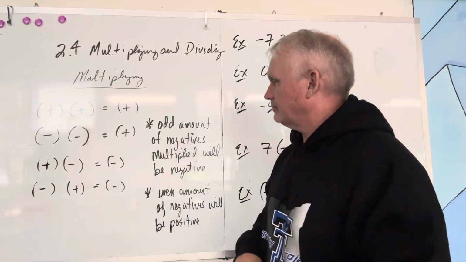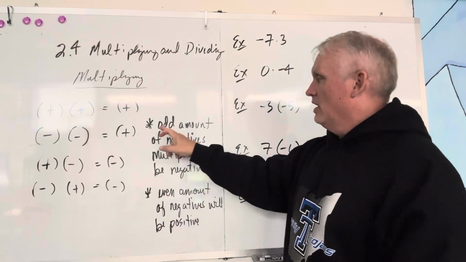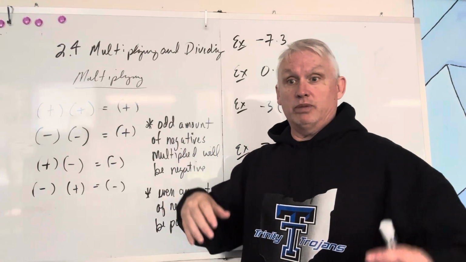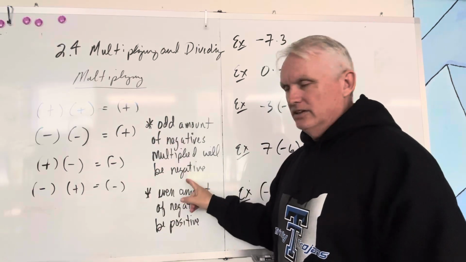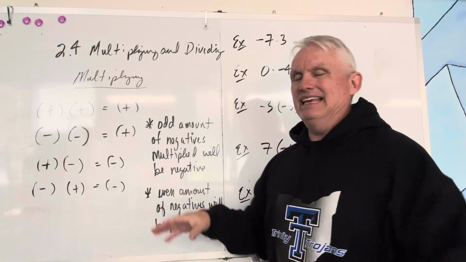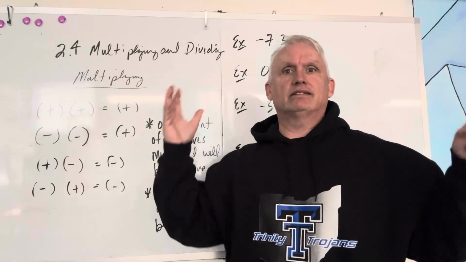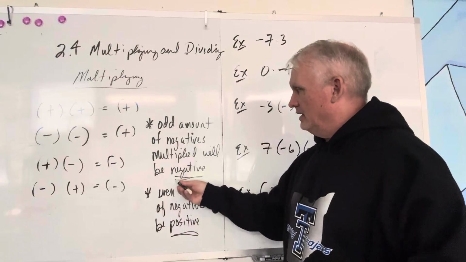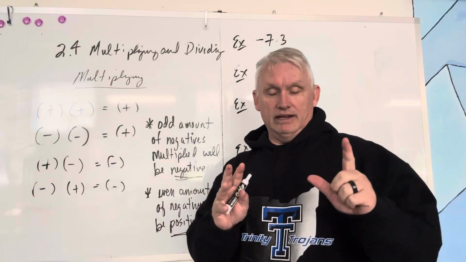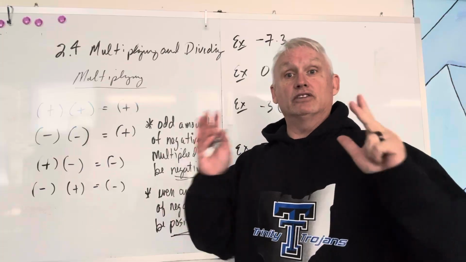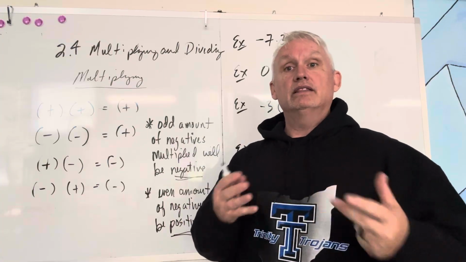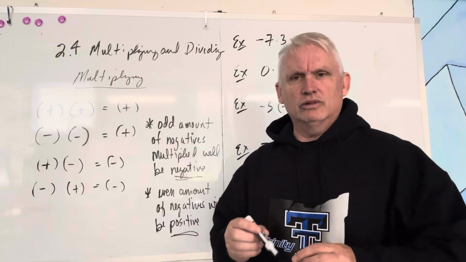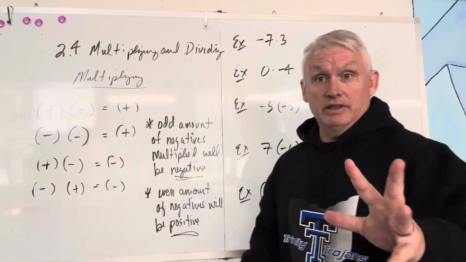Now here's the thing. If I multiply an odd amount of negatives, say I multiply 5 negative numbers together, my answer will be negative. If I multiply an even amount of negatives, say I multiply 6 negative numbers together, my answer will be positive. If there's an odd amount multiplied together, the answer is negative. If there's an even amount multiplied together, the answer is positive, okay? So those are some of the rules, and probably you already knew most of those rules anyhow. So now let's talk about some examples.